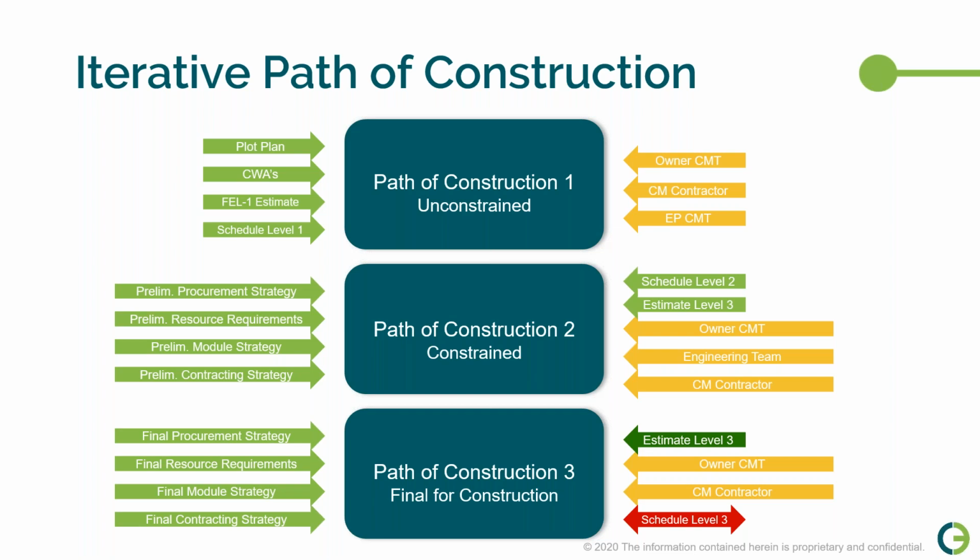It becomes at that point something of a negotiation. So you want to try and stay as close as you can to the original path of construction whilst working around the hard constraints. And for the soft constraints, discuss what represents more value for the project overall. So for example, does paying a premium to have a piece of equipment early make sense for the project?